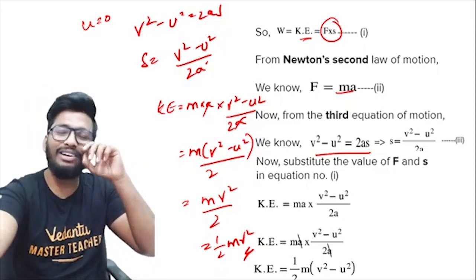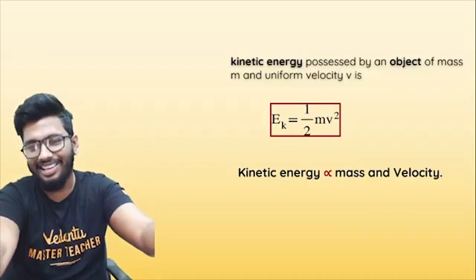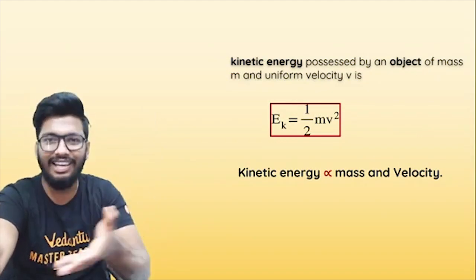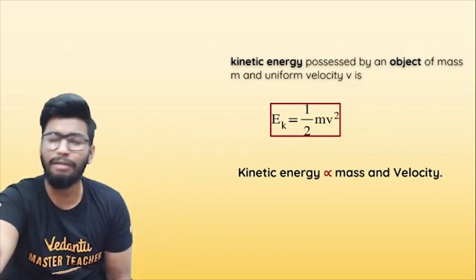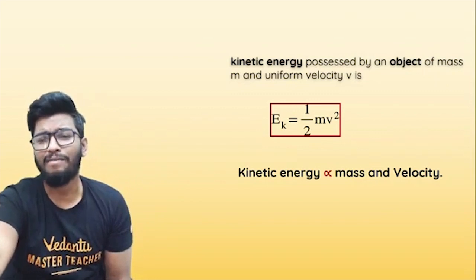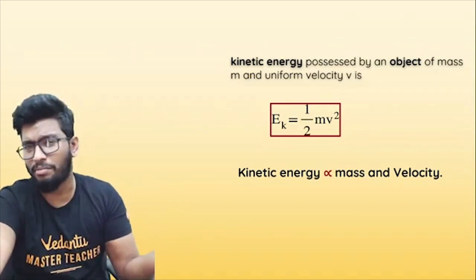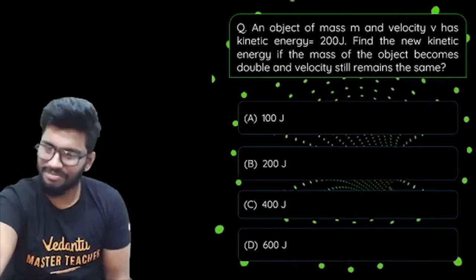Simple. This is how you derive it, guys. It's an easy 3 mark question right there. So kinetic energy, which can be written as E subscript k, is equal to half mv square. So kinetic energy is directly proportional to the mass as well as the square of the velocity. So let's solve some questions.